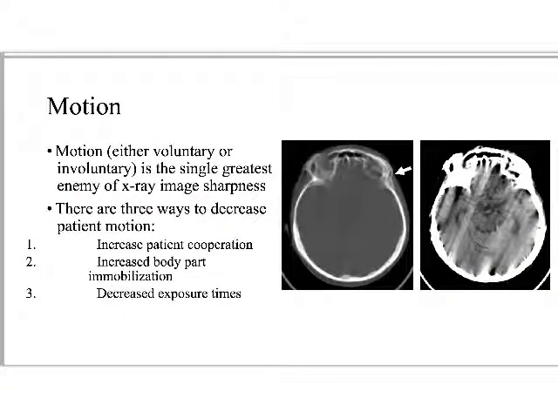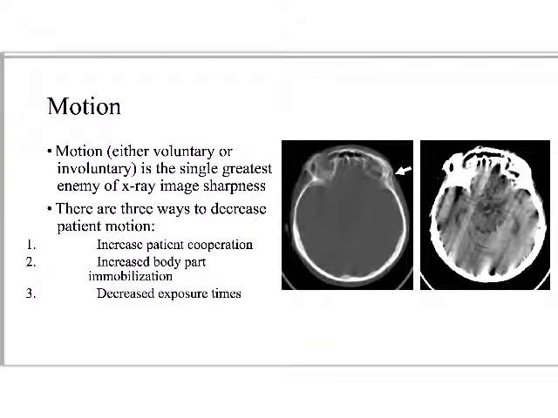All right, the final thing we'll talk about is motion. Motion, either voluntary or involuntary, and we understand the distinction between voluntary and involuntary motion at this point, right? Good. It is the single greatest enemy of X-ray image sharpness. And basically there are 3 ways to decrease motion.